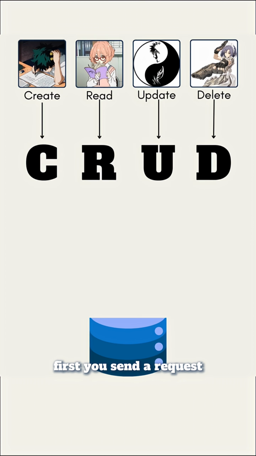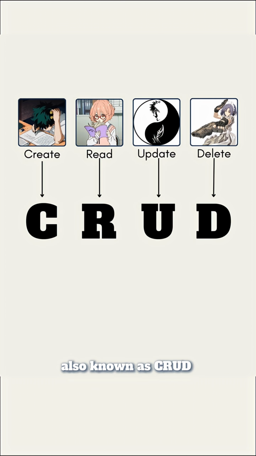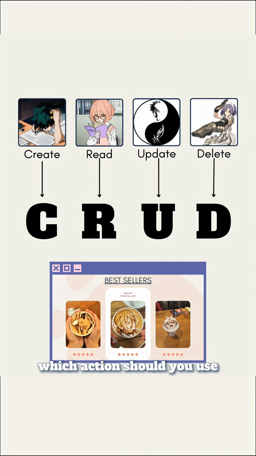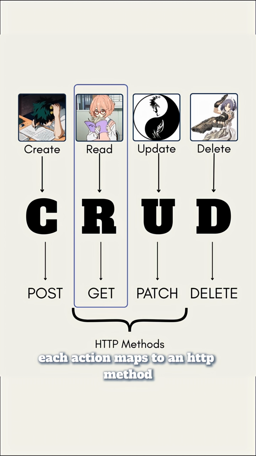First, you send a request. It falls into one of these 4 categories, also known as CRUD. Which action should you use to get the best-selling coffee? Read. Each action maps to an HTTP method. We are going to use GET, but where should we send the request?